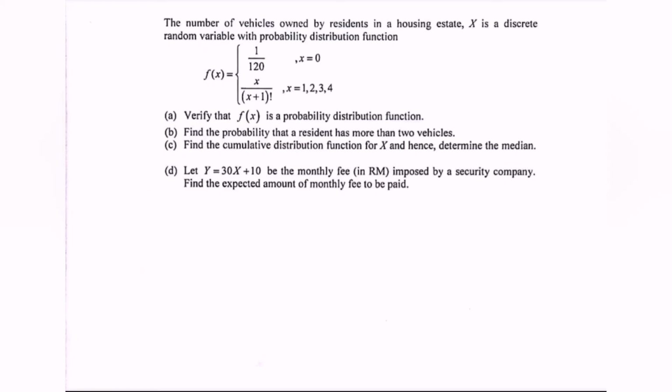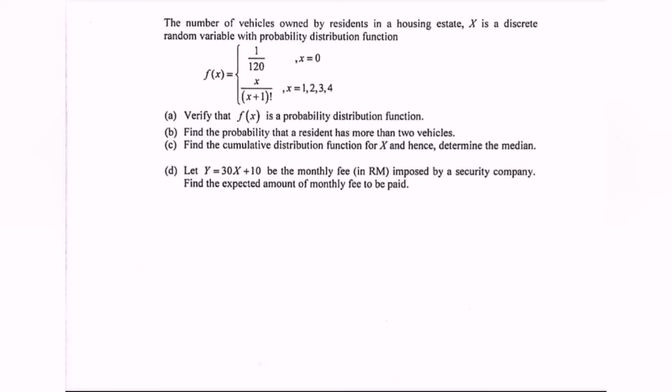Hello everyone, in this video I'm going to discuss the example for random variable. Kindly refer to the question. The number of vehicles owned by the residents in a housing estate, denoted as X, is a discrete random variable with the probability distribution function given, where we have the fx.